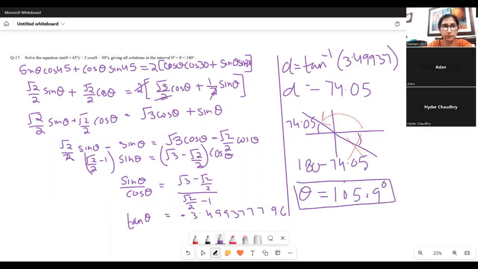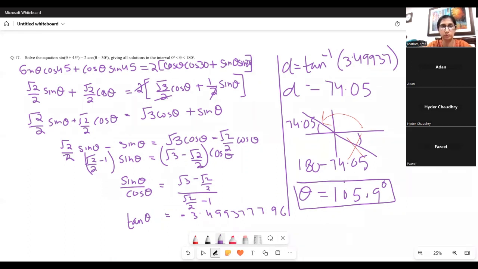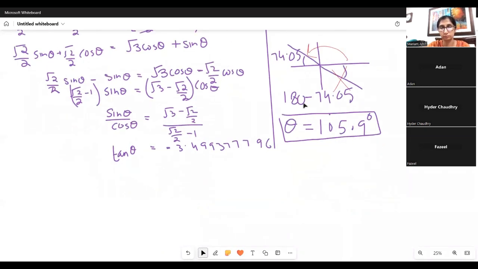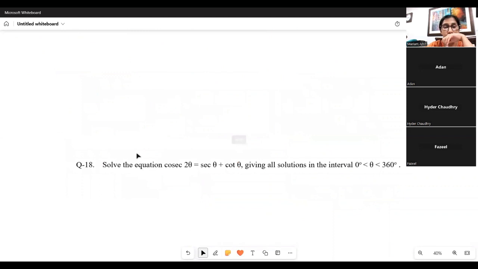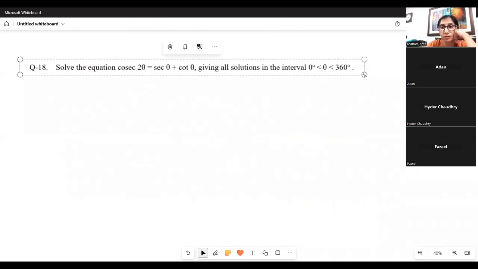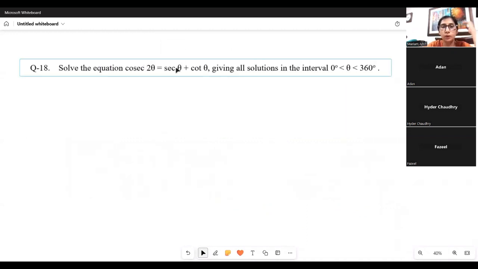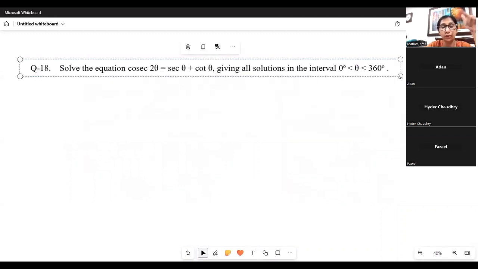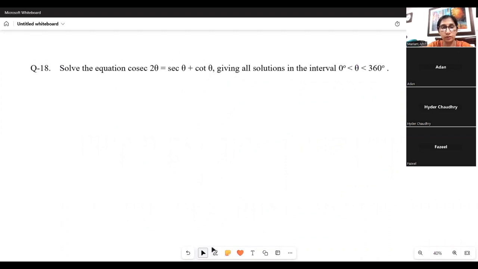Question 18. Solve this equation, giving your answer in the interval theta between 0 and 360 degrees.